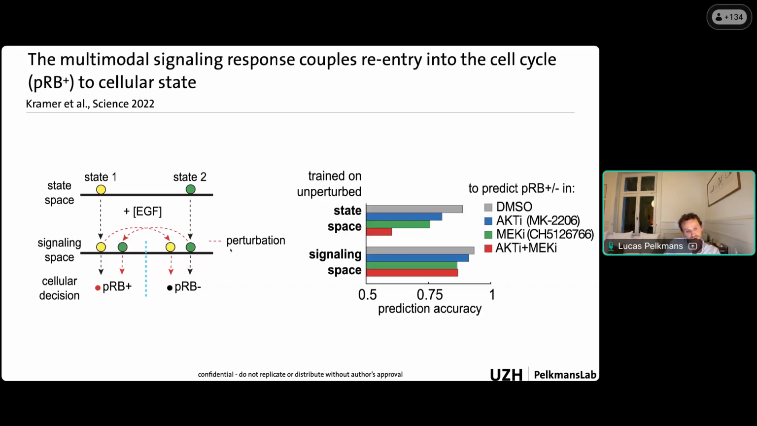And indeed, we can show that this works quite nicely, because when we try to predict the decision of individual cells to become phospho-RB positive or negative using models trained on cellular state space, we of course can do that nicely if we do not do any perturbation, but we start to fail to predict that when we inhibit signaling nodes. That is because we have moved cells in signaling space, which of course cannot be anticipated from models that were trained on unperturbed state space. However, when we use models that were trained on signaling space, and of course feed in the new position that a cell has in signaling space, these models still retain quite a high accuracy in predicting this decision making.